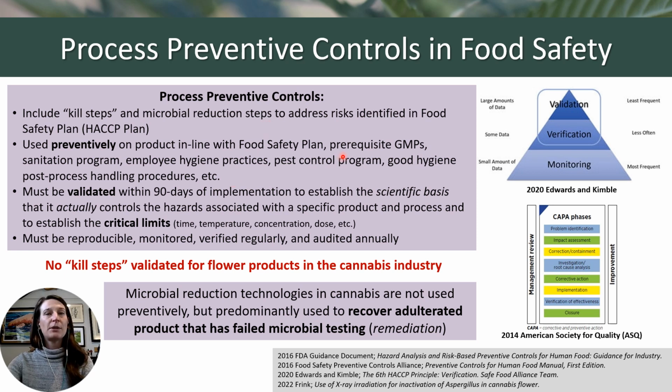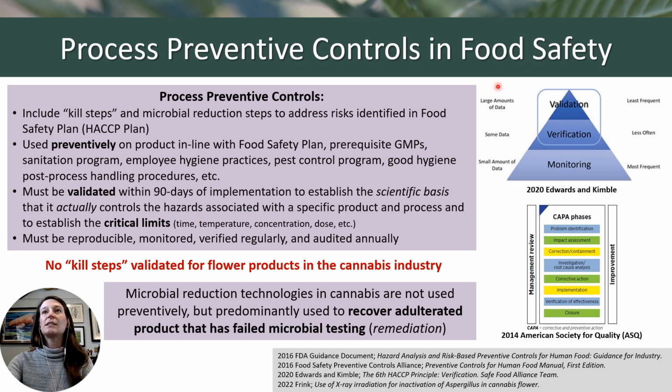with your food safety plan, prerequisite GMP, sanitation program, employee hygiene practices, pest control, good hygiene practices, all of that has to be done. These process preventive controls must be validated within 90 days. You have to show with data, validated data, that there's a scientific basis that this process preventive control is actually controlling the hazard that you identified in your hazard analysis associated with a specific product and process, and establish the critical limit. So that's the time, the temperature, the concentration of ozone, the dose of irradiation, etc.